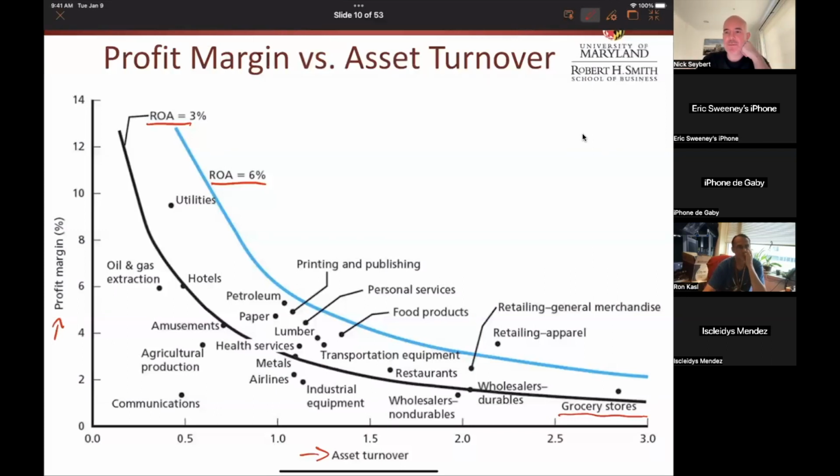Does that make logical sense? The other reason I picked this industry is because we all kind of know about grocery stores, right? You eat food, I eat food, so we go to grocery stores. What is the nature of that business? Does it make sense? Do we expect grocery stores to have a high profit margin or a low profit margin?